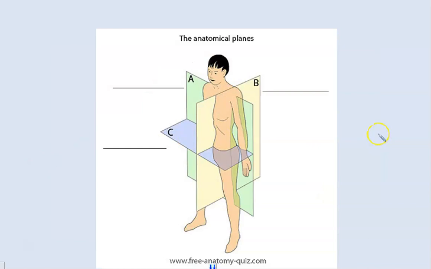All right, so this should be in your notes, and so let's see if we can figure this out. Let's look at letter A. So letter A is cutting this person so that we get a front and a back of this person. So this is known as the frontal plane. All right, on B, we're getting two sides of this. So we're getting a left and right side. Can you see that? And so this is a sagittal plane, but this specifically, because it's going through the navel, we're going to be even more specific. This is a mid-sagittal plane.